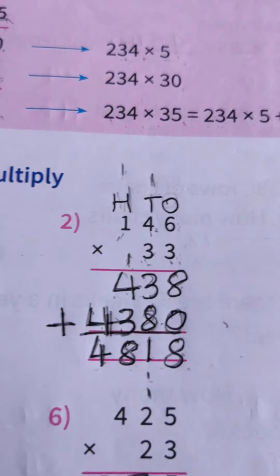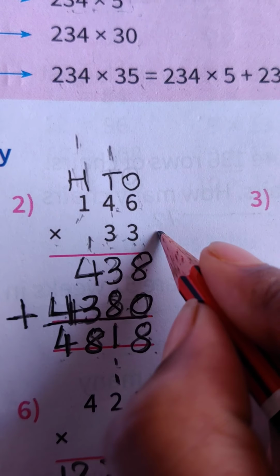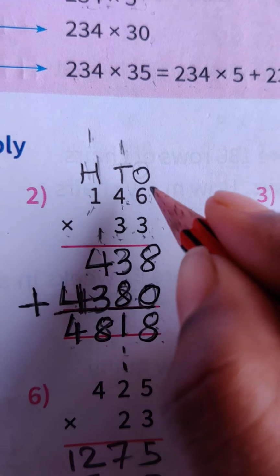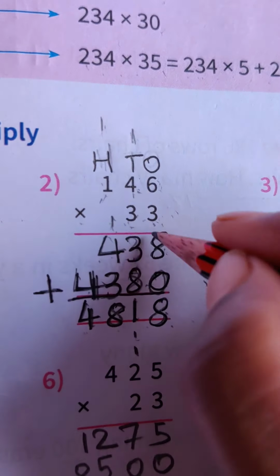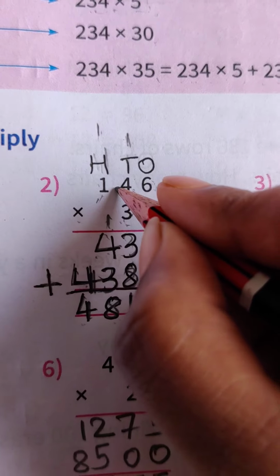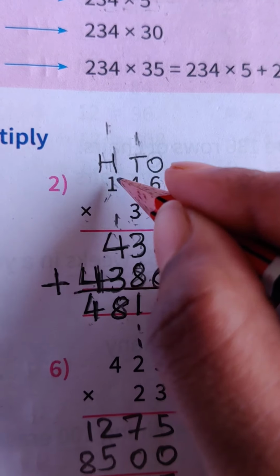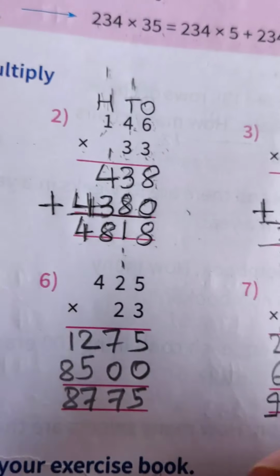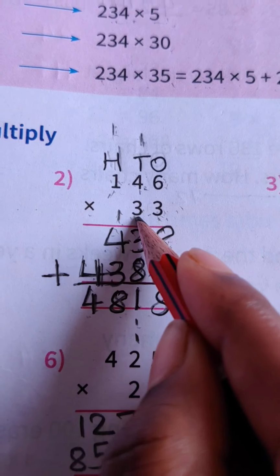Now look at here, example number 2. 146 multiplied by 33. Now we will start multiplication. 3 into 6, 18. So 8 is written and 1 is the carry. 3 into 4, 12. 12 plus 1, 13, so 3 is written and 1 is the carry. 3 into 1, 3. 3 plus 1, 4. So what are we getting? 438. Now we will put 0 in the ones place because that 3 is in the place of tens.